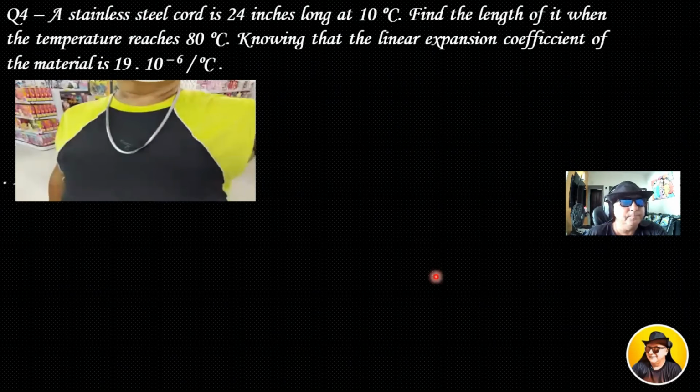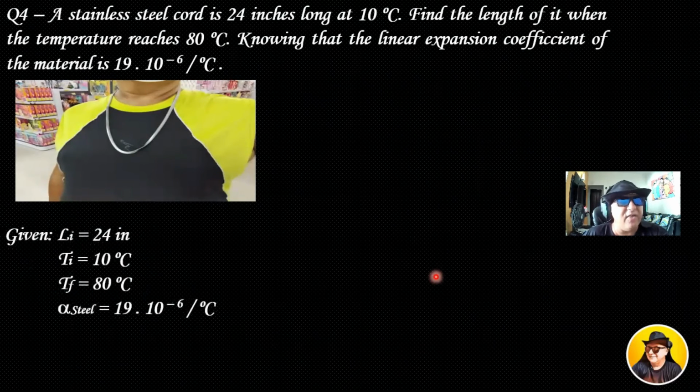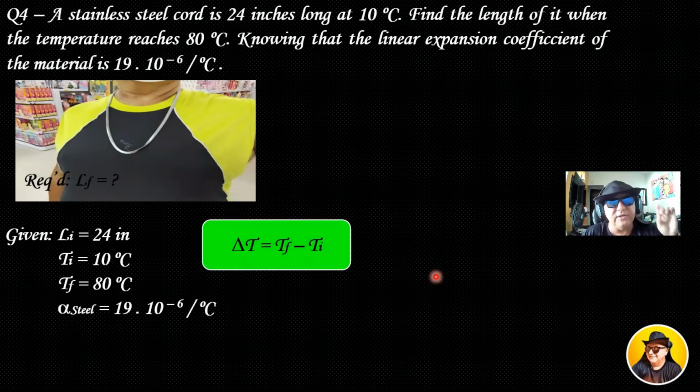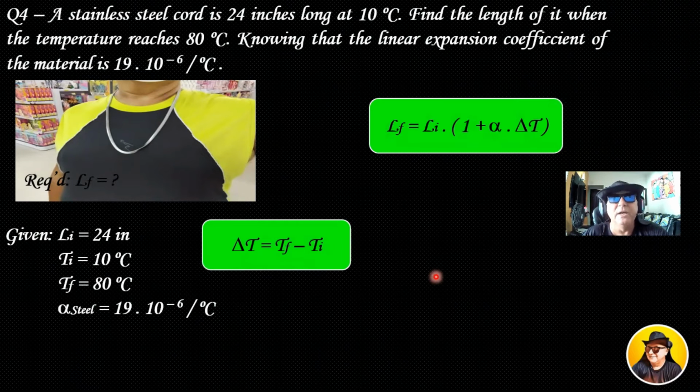Let's see a picture. What was given? Initial length, 24 inches. Initial temperature, 10 degrees Celsius. Final temperature, 80 degrees Celsius. And alpha of the steel is 19 times 10 to minus 6 over degrees Celsius. Okay, so required is the final length. As I told you before, let's find the change in temperature. Final temperature minus initial temperature. I'm going to show you now the formula I'm going to apply for solving this question. You see? So final length is the initial length times 1 plus alpha times delta T.